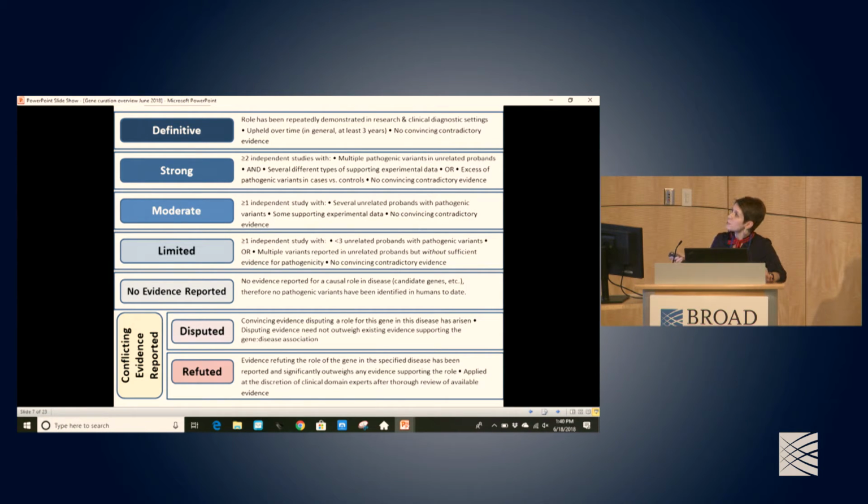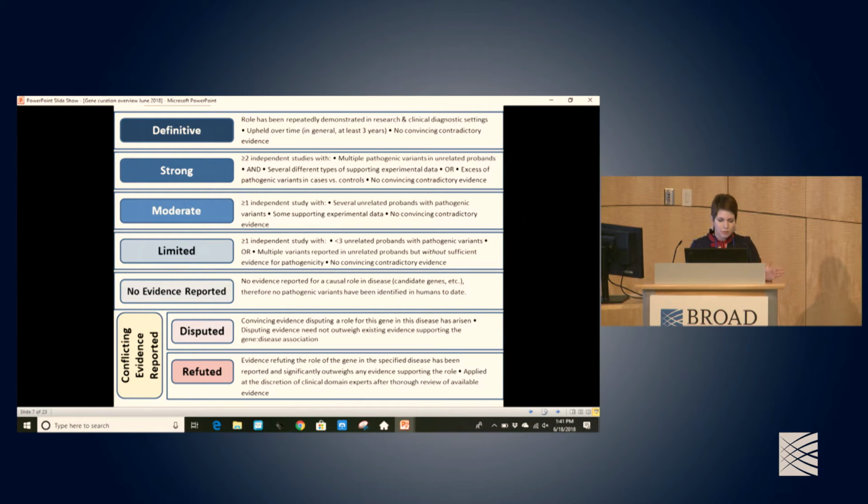If a gene disease pair is classified as strong, that may mean that it has considerable evidence supporting it, but perhaps it's been newly discovered and not enough time has elapsed to allow any potential contradictory evidence to emerge. Moderate and limited have less compelling evidence to support them, respectively. We also have a category called no evidence reported.